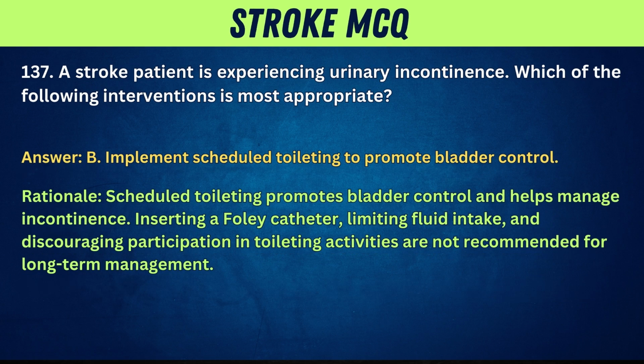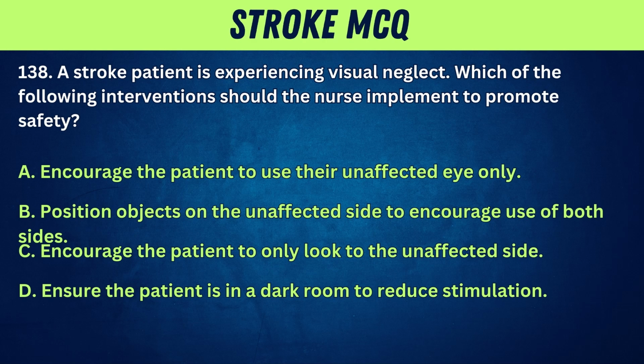Answer: B. Implement scheduled toileting to promote bladder control. Rationale: Scheduled toileting promotes bladder control and helps manage incontinence. Inserting a Foley catheter, limiting fluid intake, and discouraging participation in toileting activities are not recommended for long-term management.